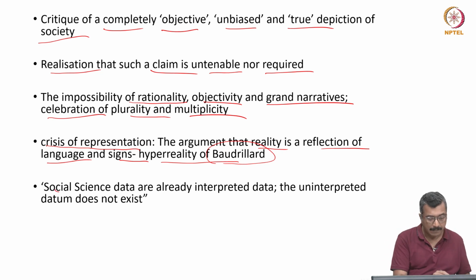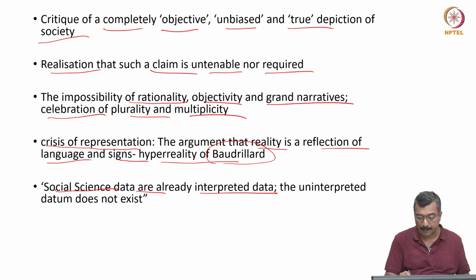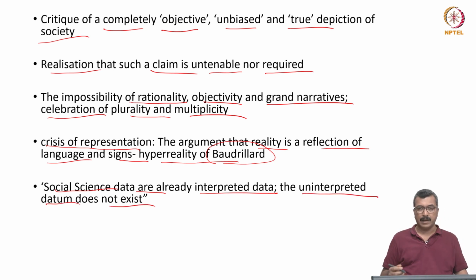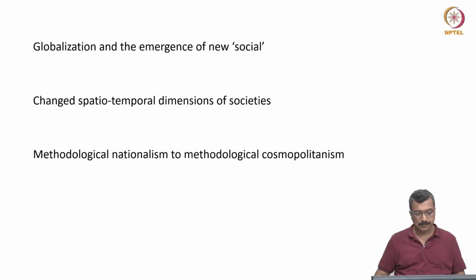And the argument that social science data are already interpreted data, the uninterpreted datum does not exist. Again, a very powerful argument that data as such, as if a neutral data exists irrespective of our understanding, for us to go and collect and come back. That doesn't exist. Data is already interpreted. The moment you define a certain thing as data, it is already infused with your own ideas and your own assumptions. So the uninterpreted datum does not exist.